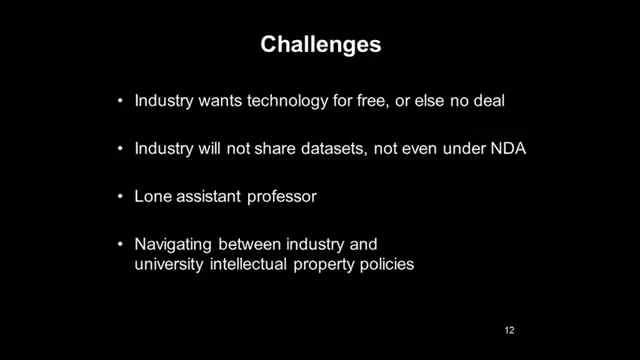And here are some challenges that I'm facing. What I'm finding is that the industry usually wants it for free, right? Or else they don't want to deal with you, especially in computer graphics, because there are so many computing technologies that if you're not willing to just give it for free, basically they don't really follow up.